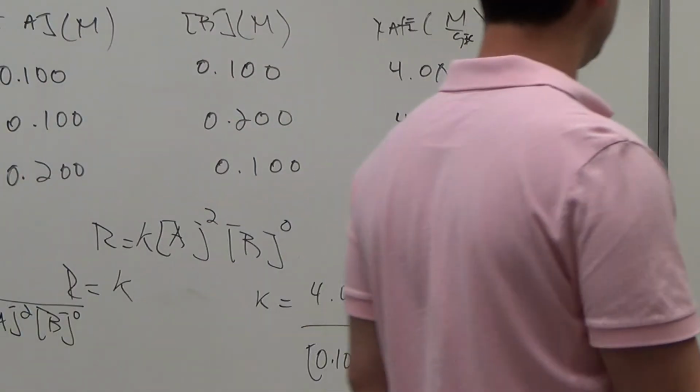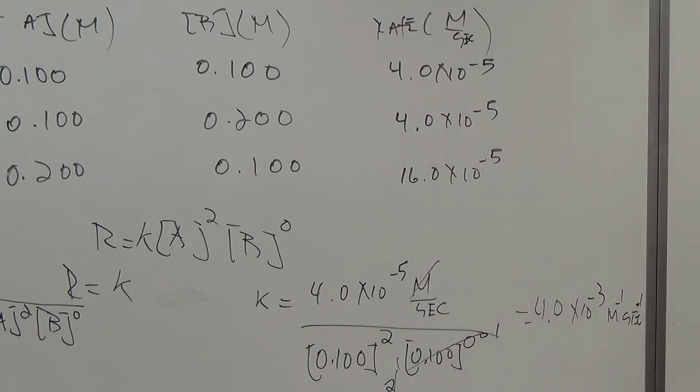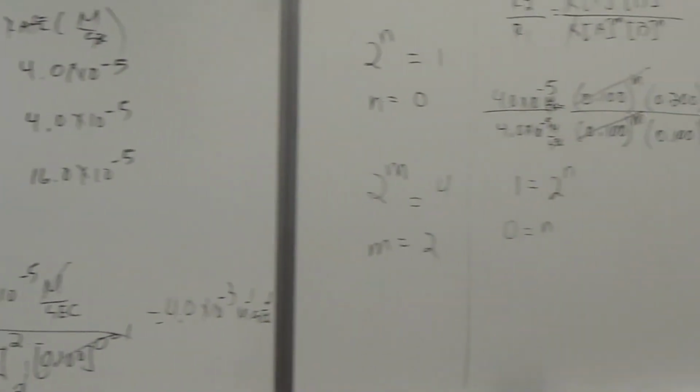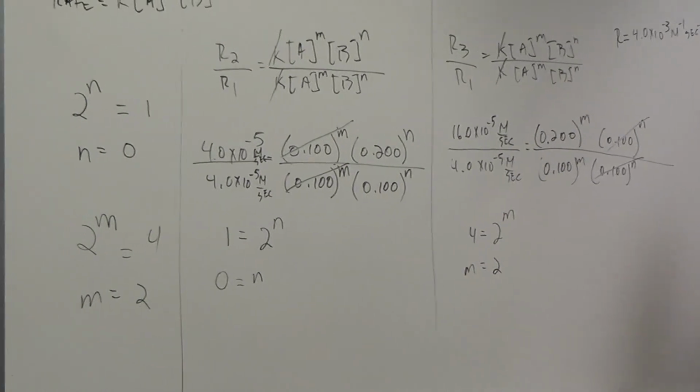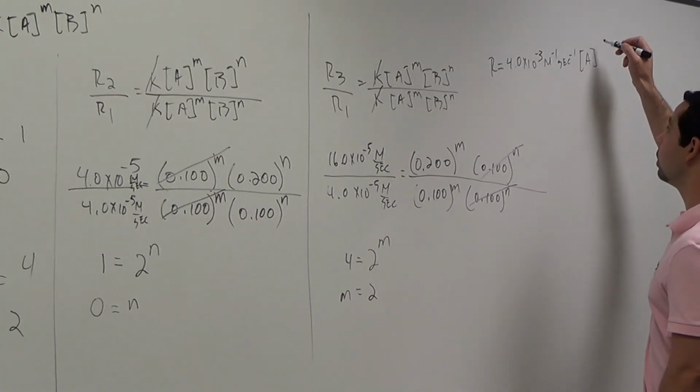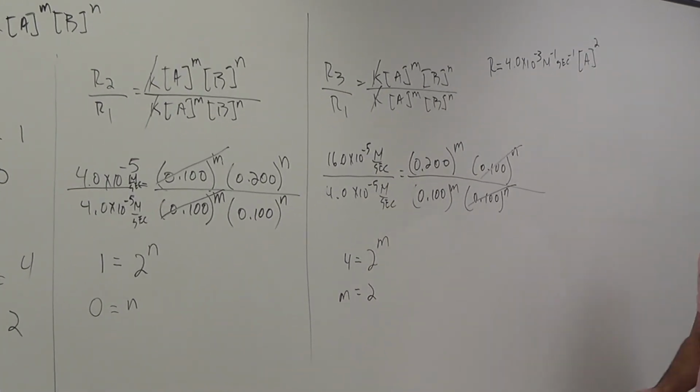So let's write a better, more complete rate law. Rate law would look like this. R is equal to K. What's K? K is 4.0 times 10 to the minus 3 molarity to the minus 1, seconds to the minus 1, yes? Times the concentration of A raised to what power? Second. To the second power. That is the rate law.